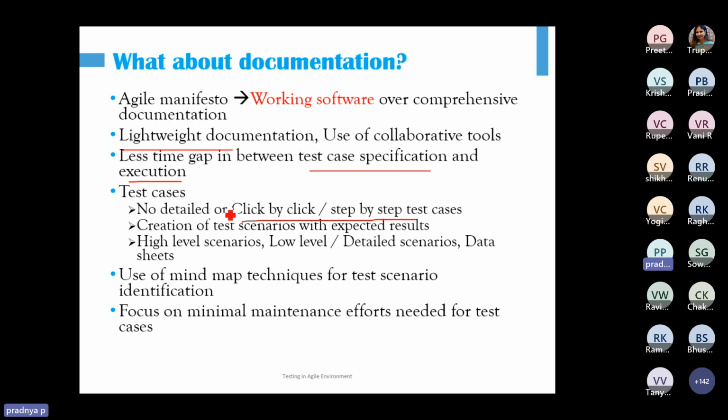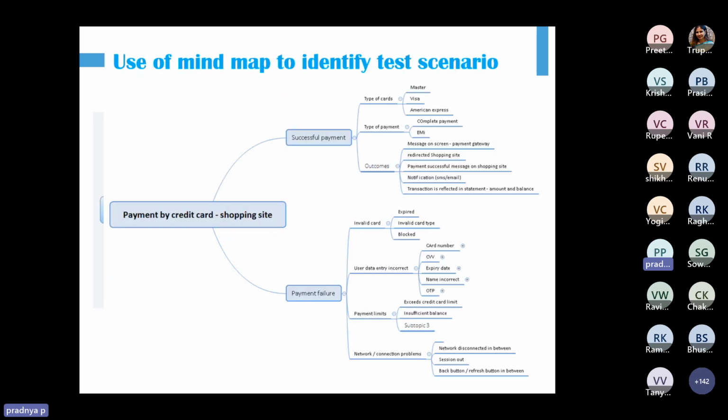We can create high level scenarios or low level scenarios. We can create data sheets only, so that all the combinations can be tested. Typically, we should always focus on minimal maintenance of the test cases, right? The automation scripts that we are creating can become the documentation itself, right? So less and less documentation is advised.